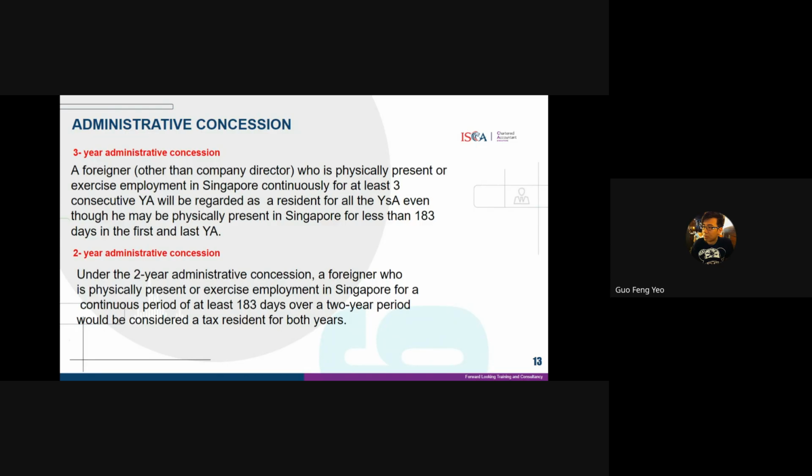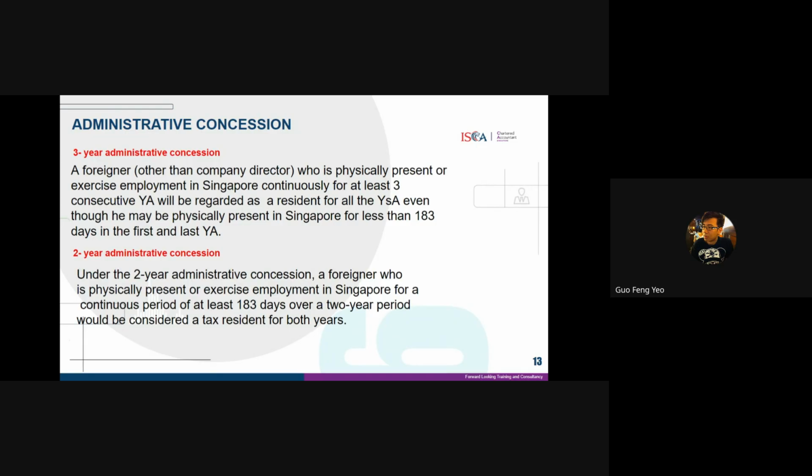Under the 2-year administrative concession, a foreigner who is physically present or exercises employment in Singapore for a continuous period of at least 183 days over a 2-year period would be considered a tax resident for both years. So again, this concession is granted to cover situations where the employment of the foreigner unfortunately straddles through 2 years, and the fact is that the company intends to hire the individual for longer term. Therefore, this is more a benefit to the individual.